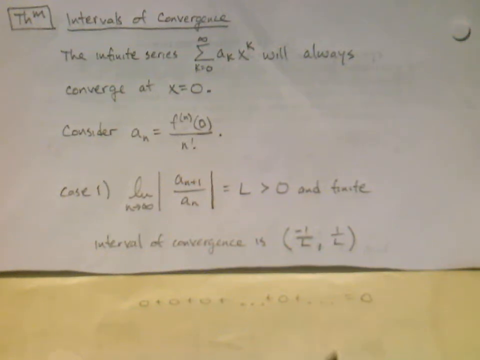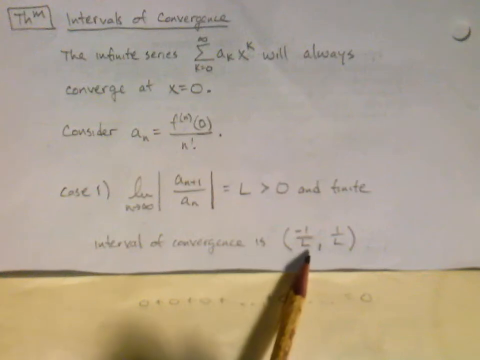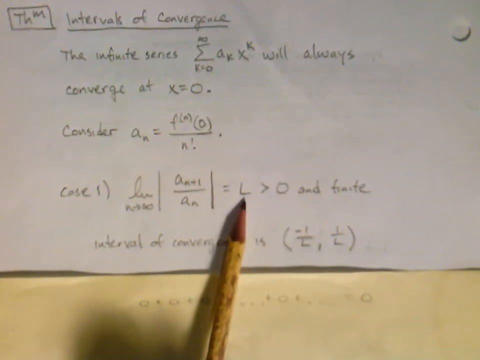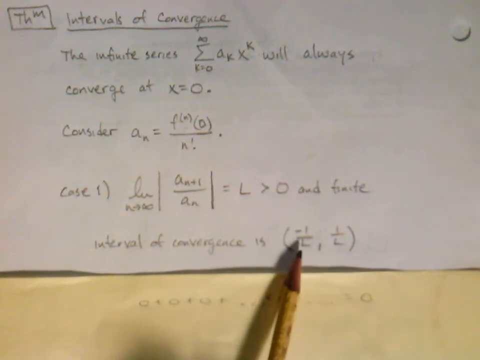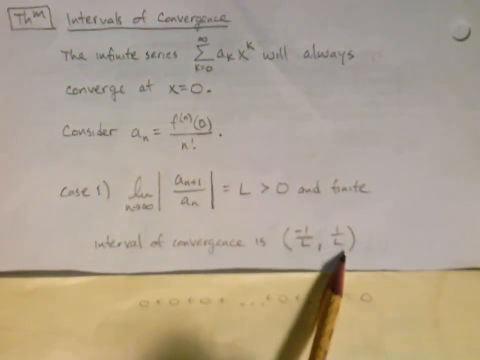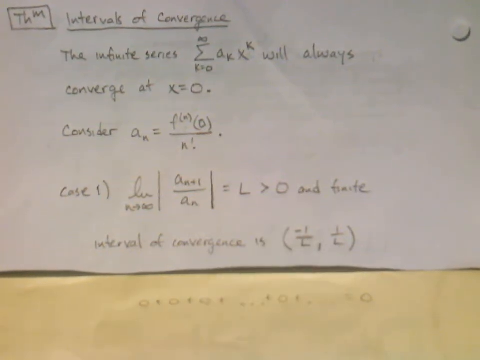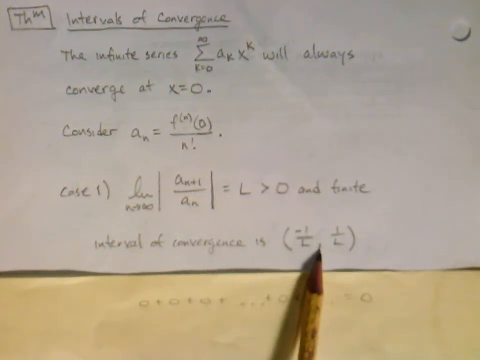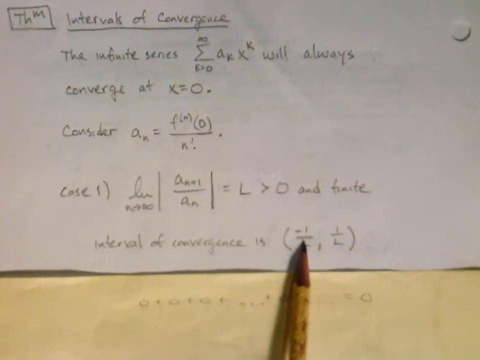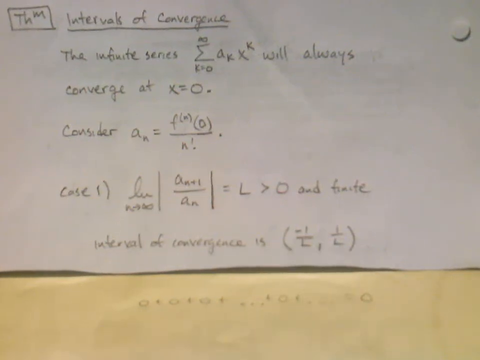So you notice a couple things about the interval. 1 over L is, of course, the reciprocal of whatever number we get here. So we'll take the reciprocal, and it'll go from the negative of that reciprocal to the positive of that reciprocal. What is the center of that interval? Well, it's 0, right? 0 is at the center, and we move 1 over L in each direction. Think of it that way.